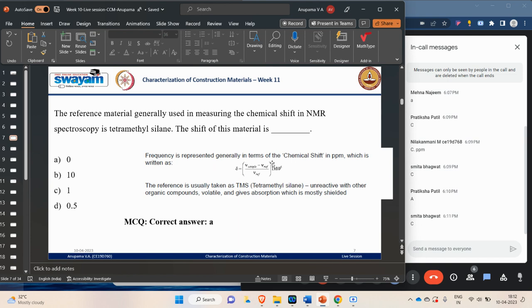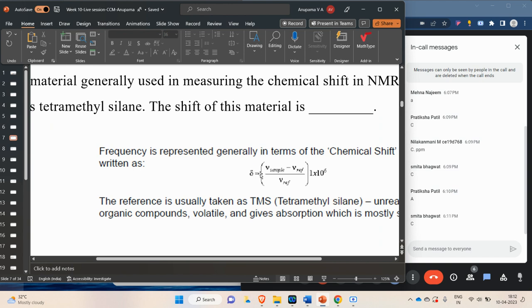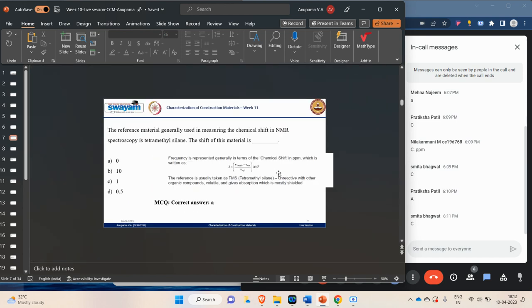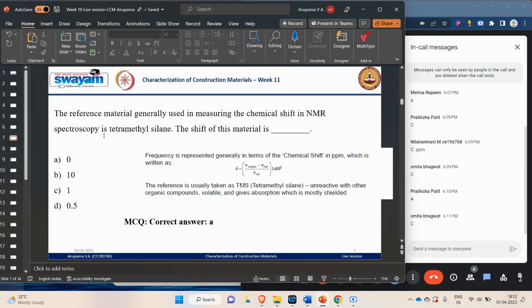And here the chemical shift is given by this equation: delta is equal to nu of the sample minus nu of the reference, divided by nu of the reference, into 10 power 6. When the reference is kept, nu of sample is equal to nu of reference. As a result the numerator will become 0, because nu of sample is the same as nu of reference. So we get delta as 0 in the case of tetramethylsilane.